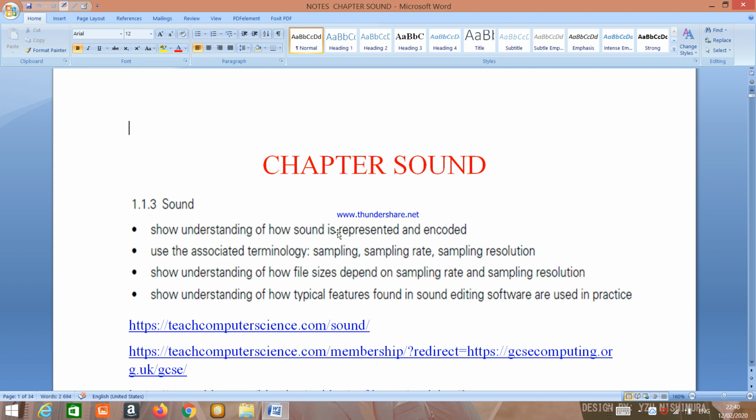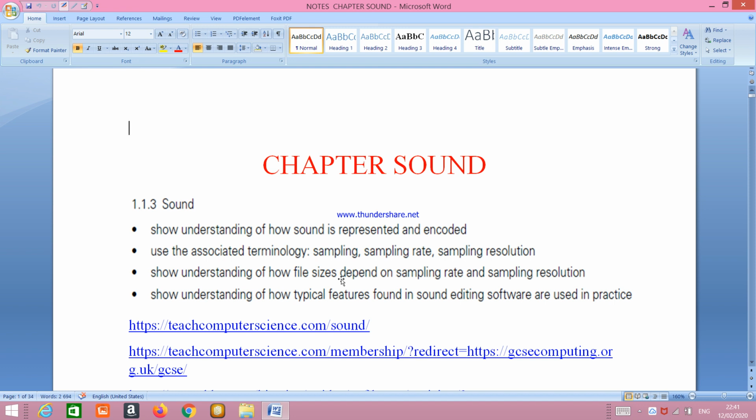You should understand how sound is represented and encoded as binary digits. You should be familiar with the terminology like sampling, sampling rate, sampling resolution. You should be able to calculate the file size of a sound. You should also understand the effect of sampling rate and sampling resolution on file size. And finally, you're supposed to know sound editing software.